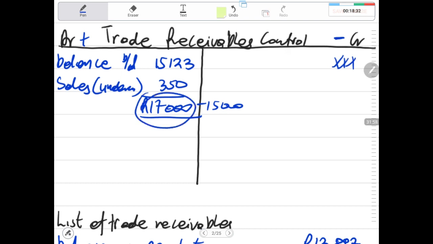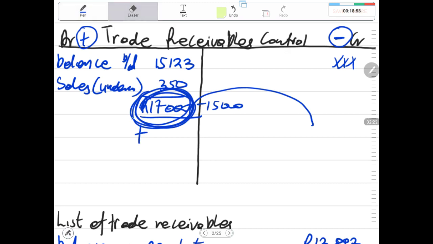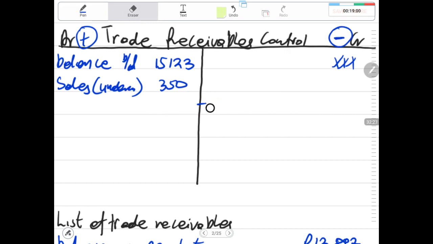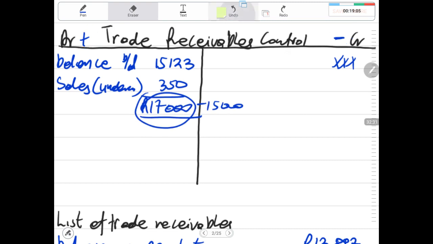Why are we doing that? Because the credit side of the trade receivables is the decreasing side, and the debit side is the increasing side. So whenever we want to decrease an amount that is on the debit side, we need to decrease it on the credit side. And whenever we want to increase an amount that is on the debit side, we need to increase it on the debit side. So that means the difference between the amount recorded and the amount that was supposed to be recorded is to be corrected on the credit side.